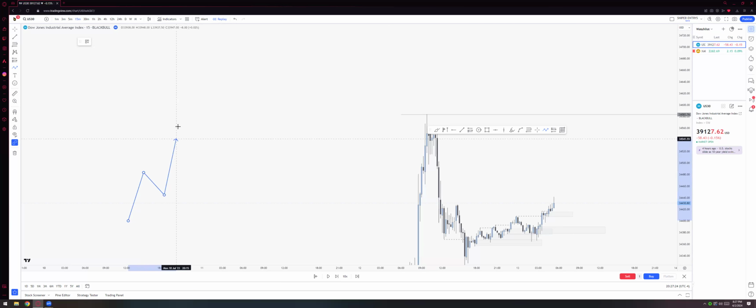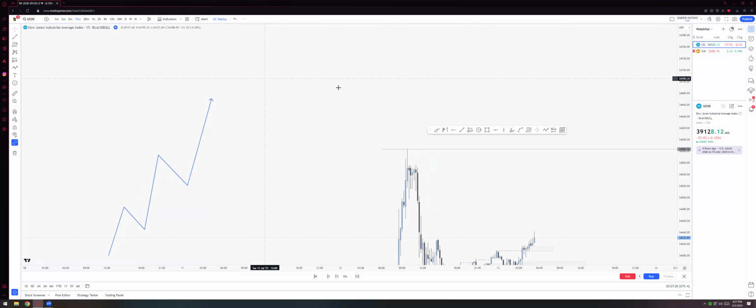So if I have an uptrend on the 4 hour, right, and we already know we have our swing high here, our swing low right here, and we have our order block right here.